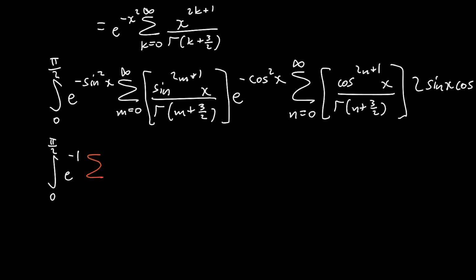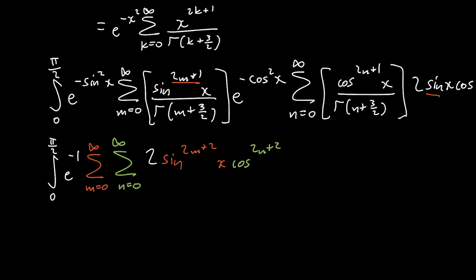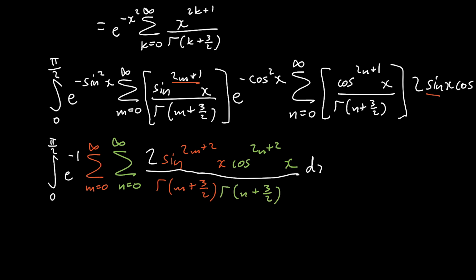So now I'm going to color this first sum in red, and I'm going to color this next sum in green. So we've got this multiple of 2 from our sin 2x term, and our power for sin is going to be 2m plus 1 plus 1 from this extra sin term here. So we end up with 2m plus 2 as our power of sin. Similarly with cos, we have 2n plus 2 as our power. And then we're going to just divide it by gamma of m plus 3 over 2 times gamma of n plus 3 over 2 dx.